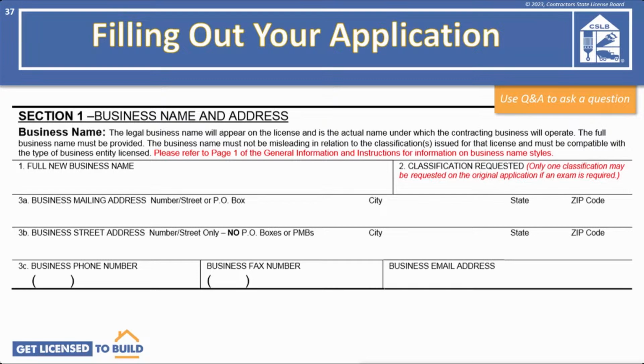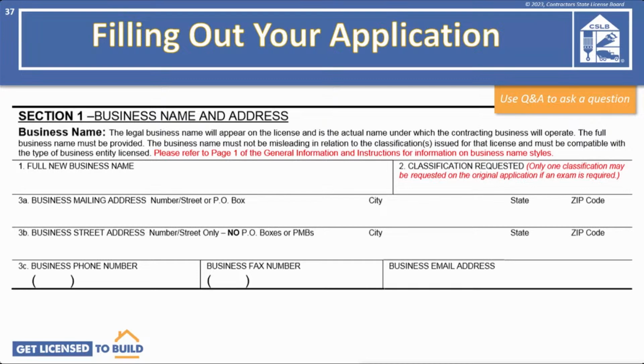If your business is a corporation or LLC, you will need to make sure that the name you provide in this section matches exactly the business name registered with the California Secretary of State's office. In line 2, you will indicate what classification you are applying for. The mailing address and phone number that you list on line 3A and 3C will be made public on CSLB's website once you are licensed.